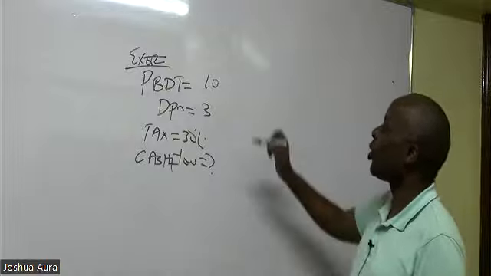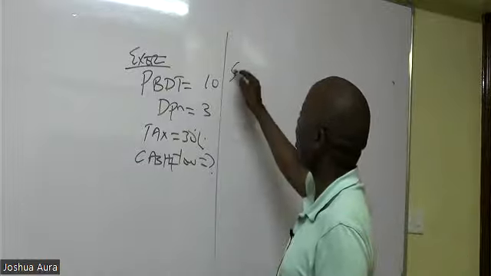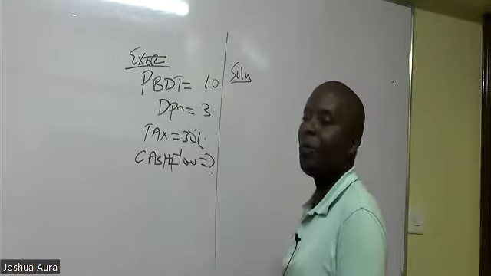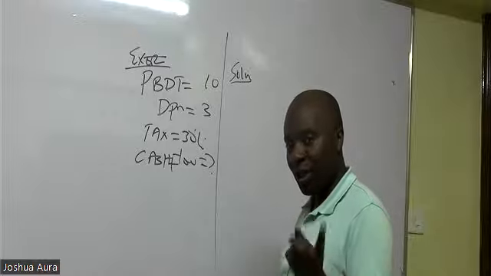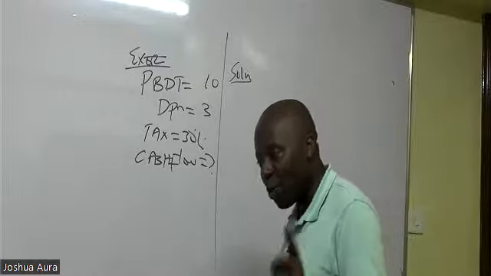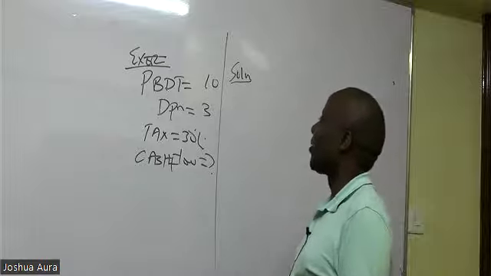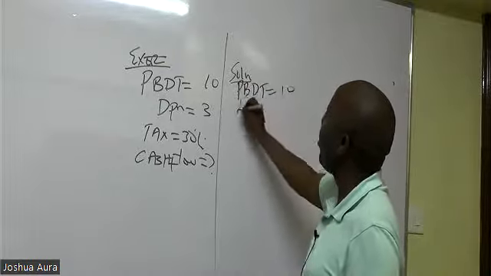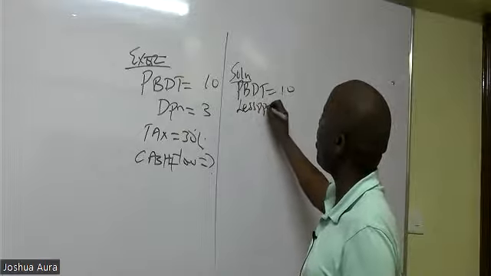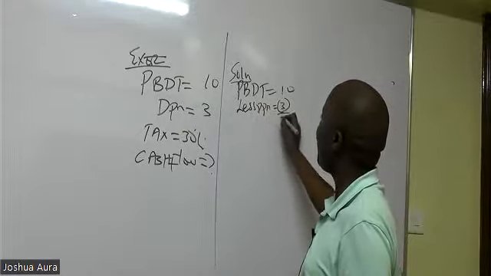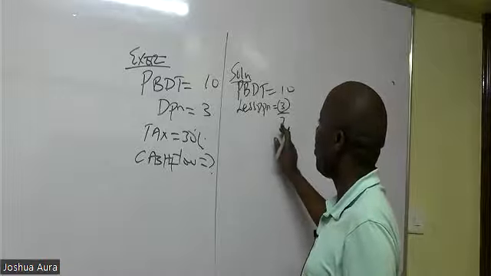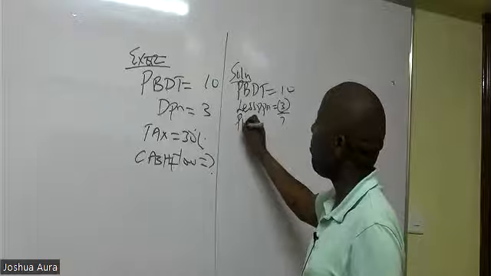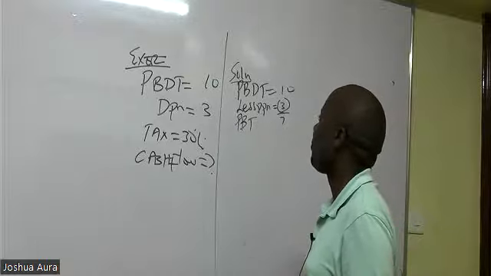Great. So solution. Because they want me to get cash flow, I have to endeavor to get profit after tax. The first thing I need to do is to get profit after tax. So it is profit before depreciation and tax of 10. We say less depreciation of 3, which will end up giving me 7. What name do we give to this 7? It's simply depreciation that has been removed here. So this will be profit before tax, which is 7.